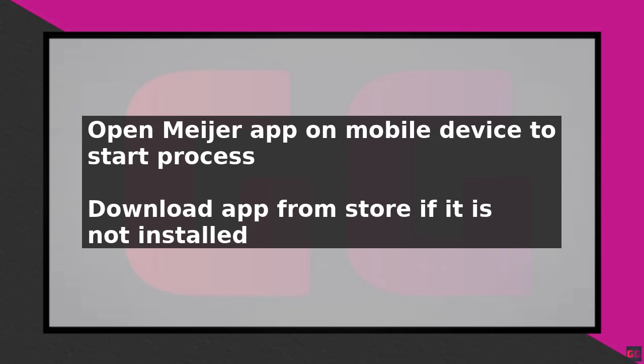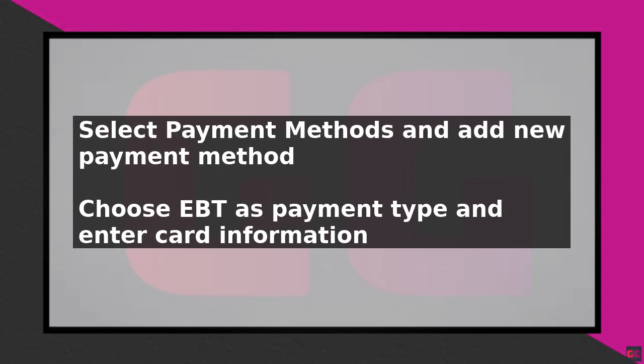Next, select the option to add a new payment method, and then choose EBT as the payment type. You will be prompted to enter your EBT card information, including the card number and expiration date. Enter the information carefully and accurately to avoid any errors.